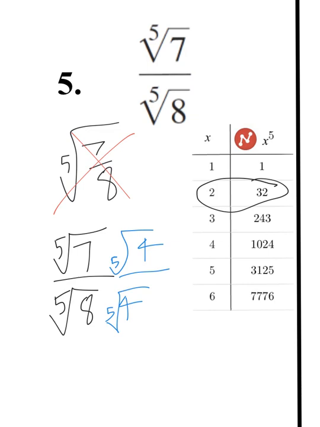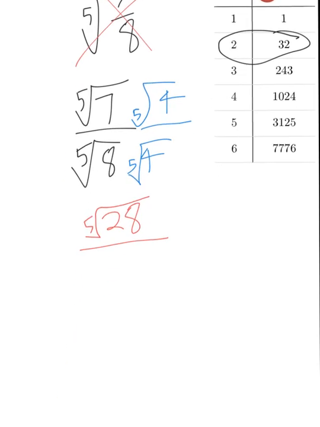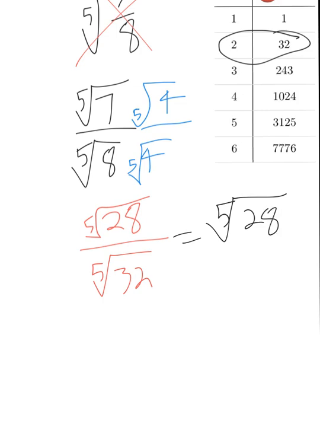And so, again, the purpose of doing that was so we'd have a number on the bottom that could be fifth rooted. And so 7 times 4 is 28. And so this is the fifth root of 28 over the fifth root of 32. I'm saying it kind of weird. And we know the fifth root of 32 is 2. So I'm going to write equals the fifth root of 28 over 2. And that is the final answer.